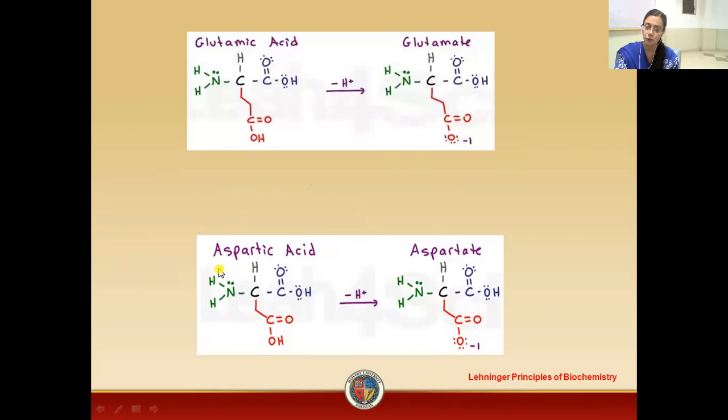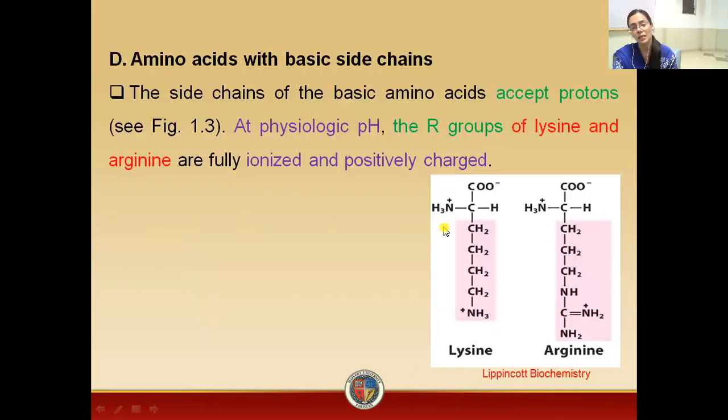After deprotonation of aspartic acid, after loss of the hydrogen, we get aspartate, and in this case, this COO will get a negative charge.